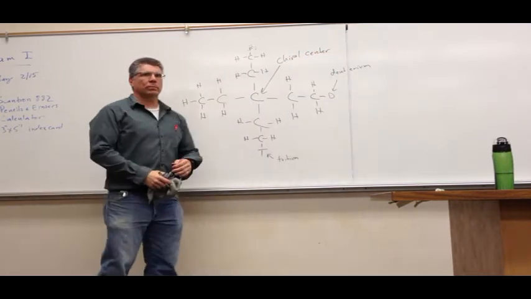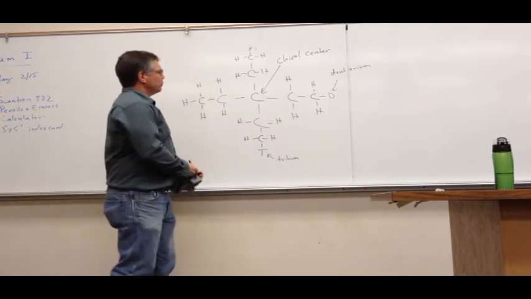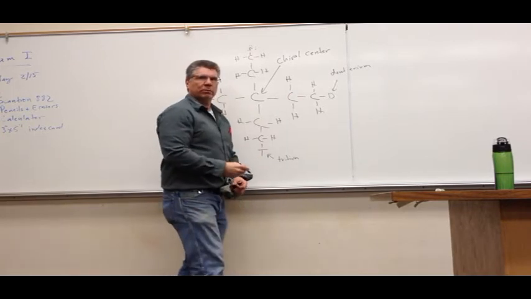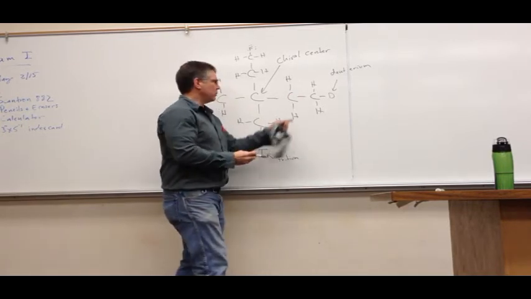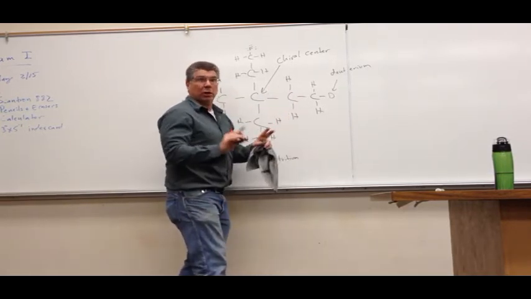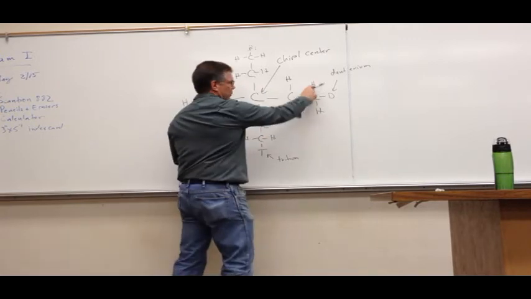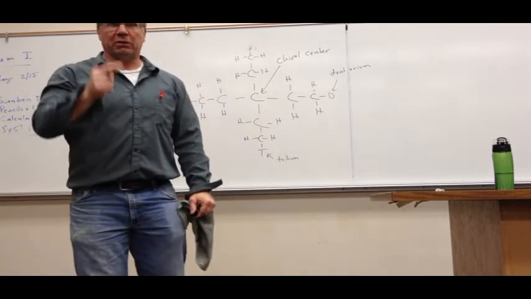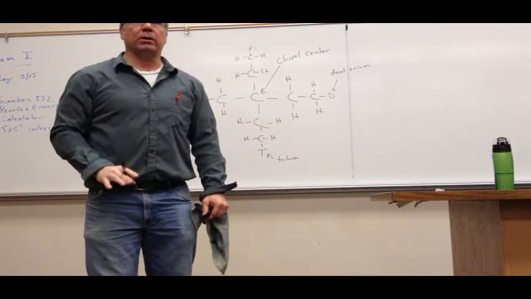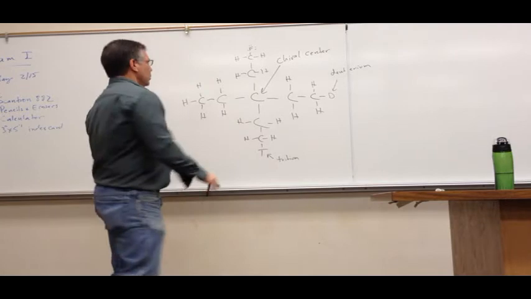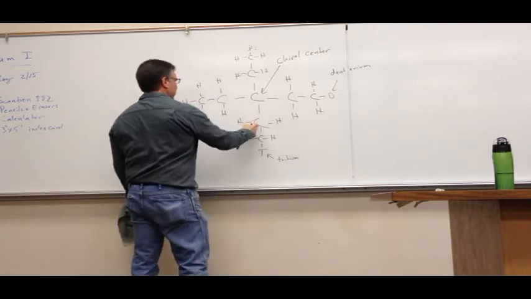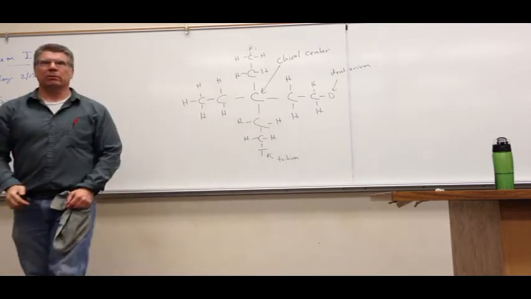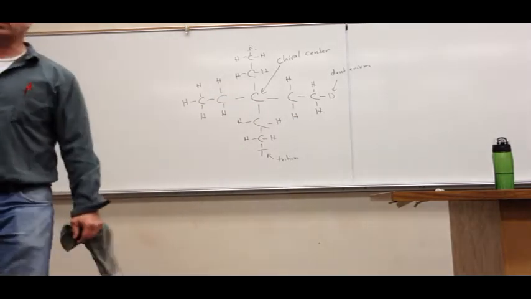Is each carbon a chiral center? Well, let's see. Does this carbon have 4 different groups attached to it? See these 2 hydrogens? They're the same, right? So no, that's not. This one? No, because it has 2 hydrogens. Once you find 2 identical things attached to that atom, you can say it's not a chirality center. So that's the only chiral center there. But it's certainly possible to have more than one chiral center in a compound.